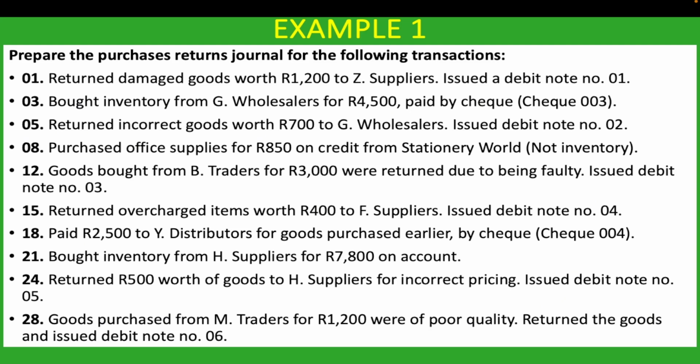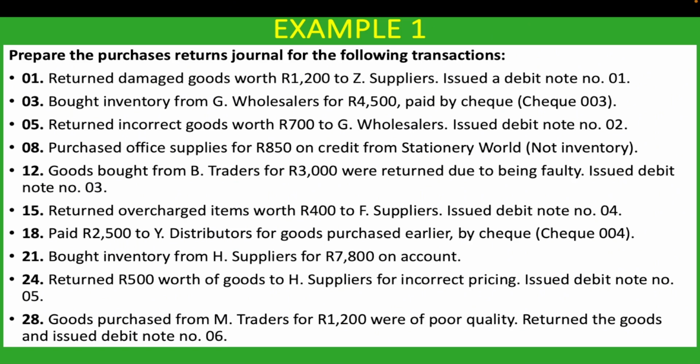Now I hope you attempted it. What do you think you would do with that one? Of course, that would go into our purchases returns journal. We returned damaged goods to a supplier, and we issued a debit note. Now remember, if we are returning the goods, we are issuing the debit note, and then the supplier would issue us with what is called the credit note. If you want to understand more on this, you'll find the link in the description below with a lesson on debit notes versus credit notes.